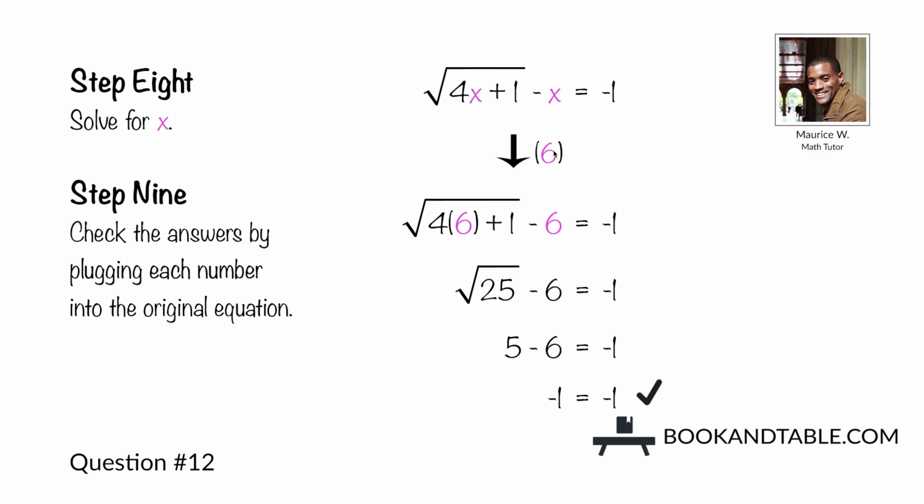For 6, 4 times 6 is 24. 24 plus 1 is equal to 25. The square root of 25 is equal to 5. And 5 minus 6 is equal to negative 1. And since the left side equals the right side here, that shows that x does in fact equal positive 6.